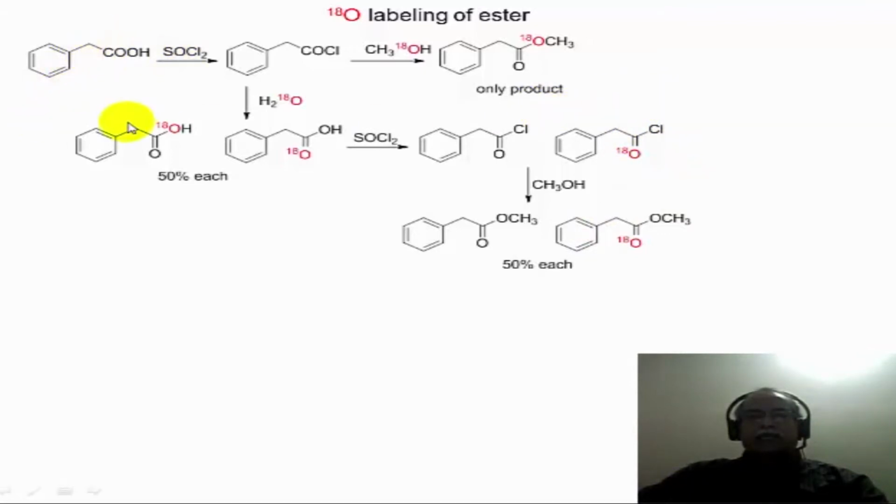This is phenylacetic acid. Phenylacetic acid can be converted into the corresponding acid chloride. When the acid chloride gets hydrolyzed by water O18, there are two acids that are formed because of the rapid proton exchange that can take place between these two oxygens. The oxygen that is originally present in the molecule is O16, and the oxygen that enters from the water molecule is O18. So one can have either the carbonyl oxygen as O18 or the OH oxygen as O18. In fact, you will get a 1:1 mixture of these two compounds when this reaction is carried out.